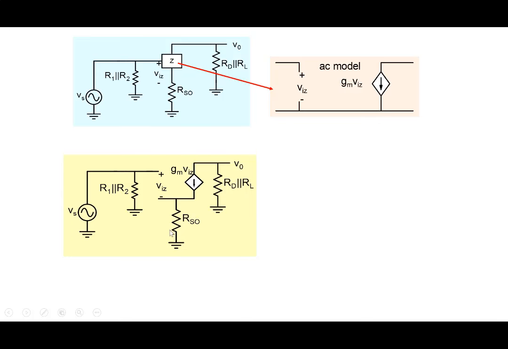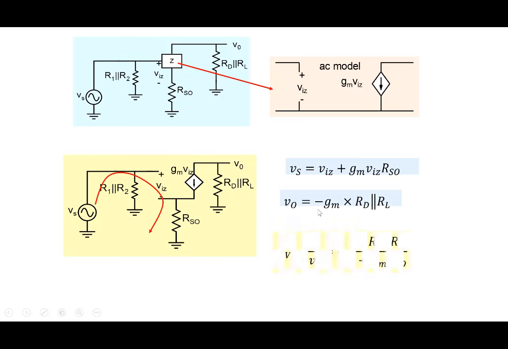And now it's easy to analyze. Let's write a KVL here. Vs will be equal to Viz plus Gm Viz RS0 here, the drop here. That's the second term. The drop here is nothing but this current multiplied by RS0. And V0 is nothing but this current multiplied by RD parallel RL, so that is V0 here. And we can solve these two equations to show that the voltage gain is minus Gm (RD parallel RL) over (1 plus Gm RS0). All right, so this is the voltage gain of this particular circuit.